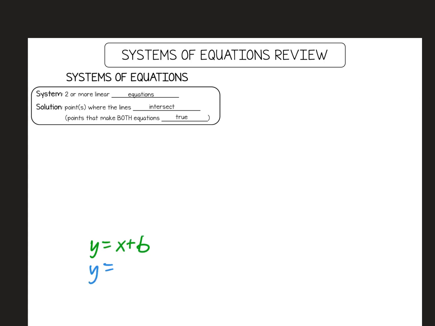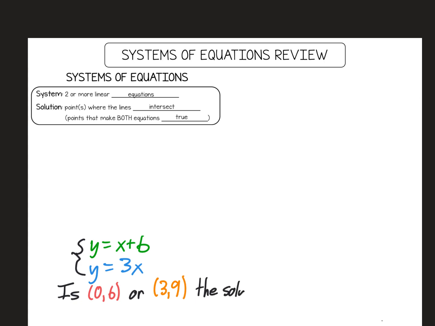y equals x plus 6 and y equals 3x. Notice how there are two equations grouped together. In this example, is (0, 6) or (3, 9) going to be the solution? Well, a solution is a set of values that makes both statements true. To figure out which of the 2 points is the correct solution, we will need to consider them separately.